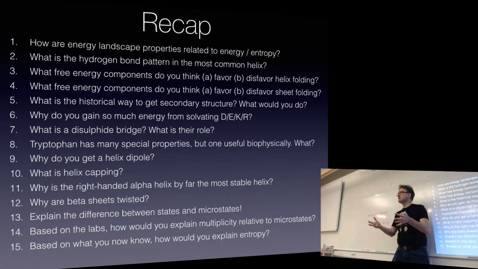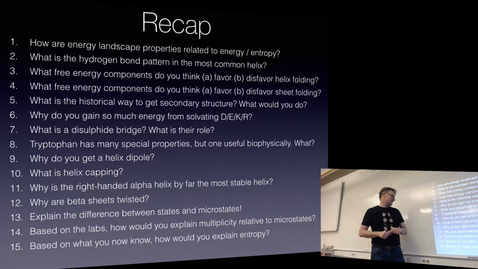There is some inherent freedom that you have without changing the energy. And that is what gives us this entropy. So how would you explain entropy based on that? The number of ways you can have something that still turns out the same.